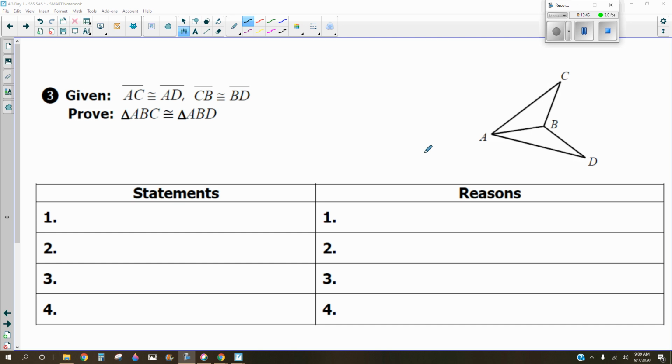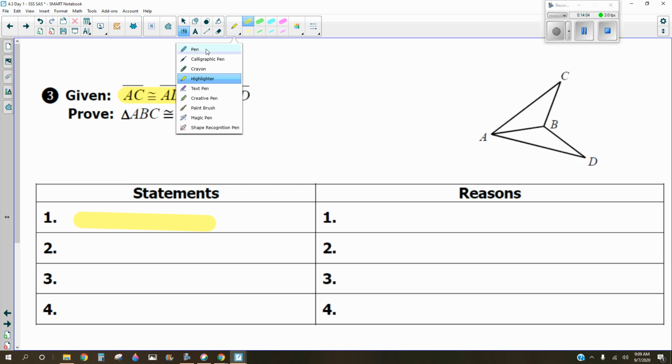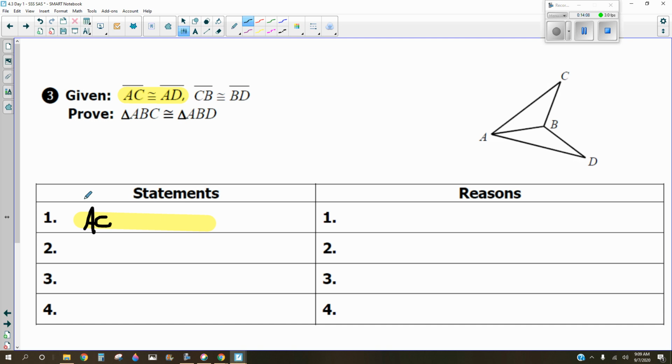Okay, let's try one from scratch. So if we're going to do this, grab a pen. Let's start from the very beginning. So I'm going to notice AC is the same as AD. So I'm going to record that. I'm going to grab a pen, and I'm going to write that piece of information down. AC is congruent to AD.